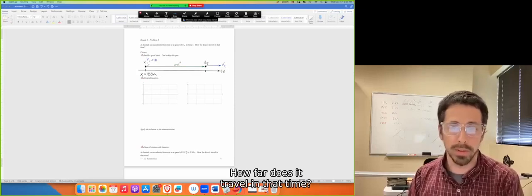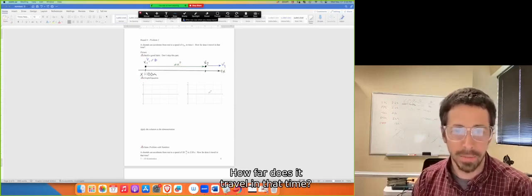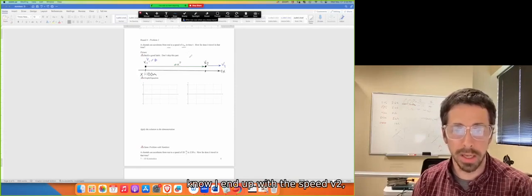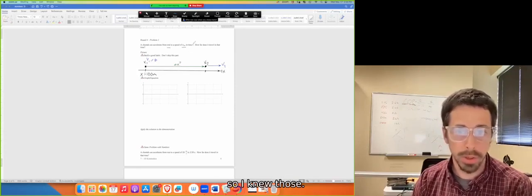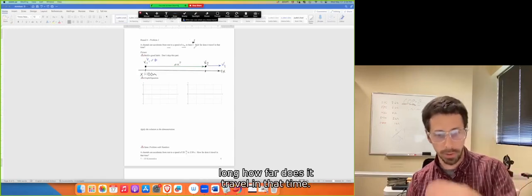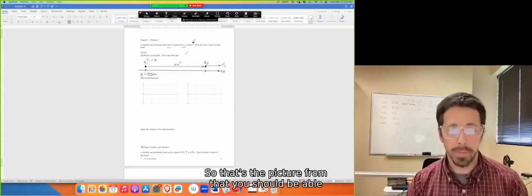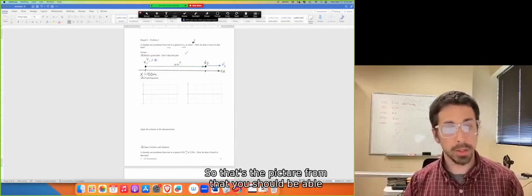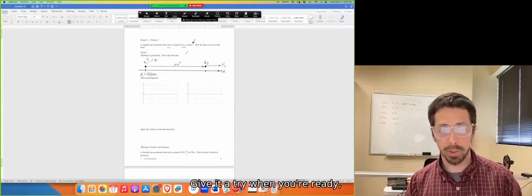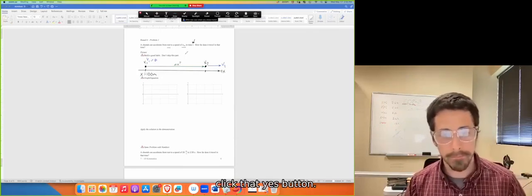How far does it travel in that time? In this case, I know I start from rest, and I know I end up with a speed v2, and I would know how long. So I would know how far it travels in that time. Okay, so that's the picture. From that, you should be able to get the graphs and the equations. Give it a try. When you're ready, click that yes button.